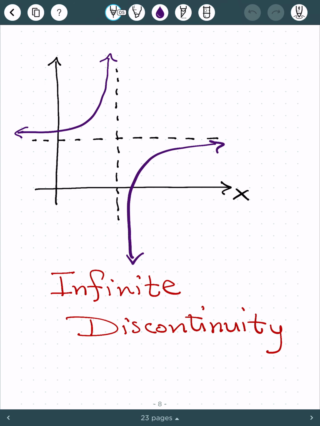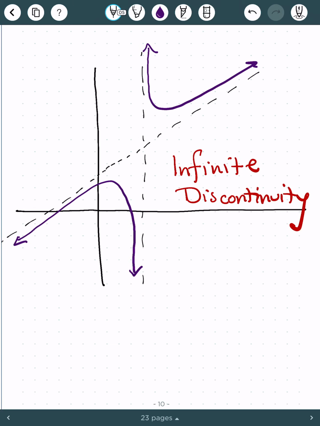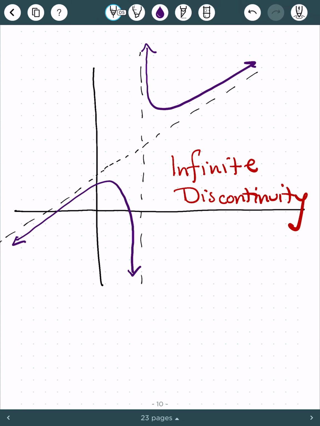Now, when vertical asymptotes exist, you get what's called an infinite discontinuity. Here's another example of an infinite discontinuity. When vertical asymptotes exist, that's when you have the infinite discontinuity.